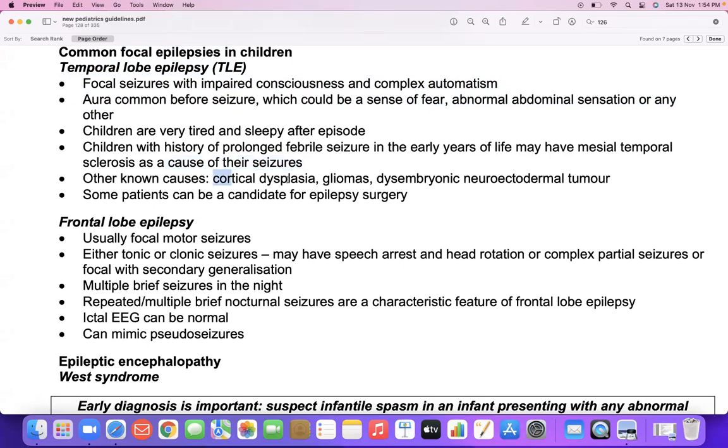Other causes can be cortical dysplasia, gliomas. So here there are tumors. That's why you should do MRI in all focal seizures, and neuroectodermal tumors. Some patients can be candidates for epilepsy surgery. So the motion we saw in the video was this. This is a part of complex automatism, right?